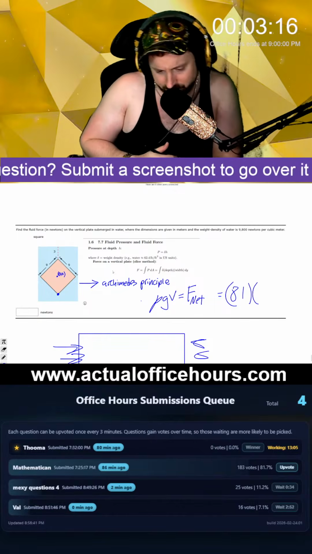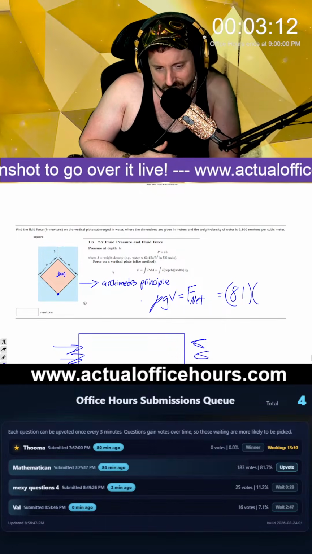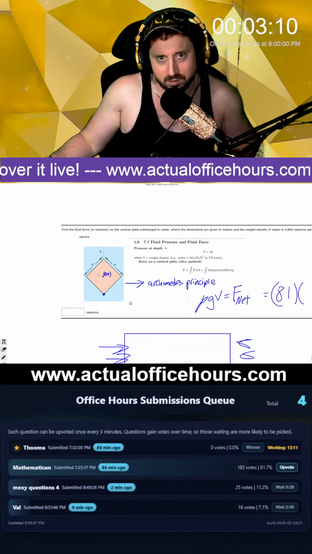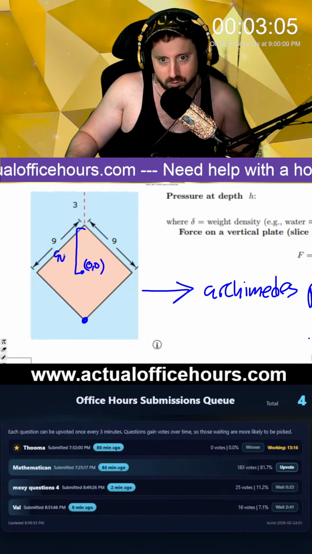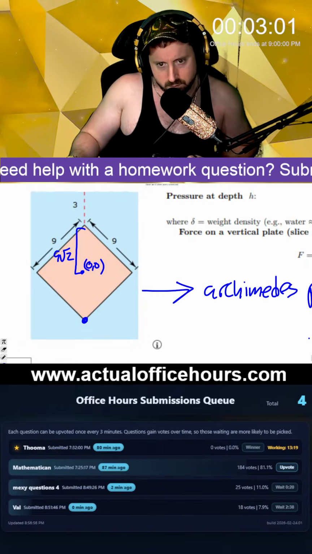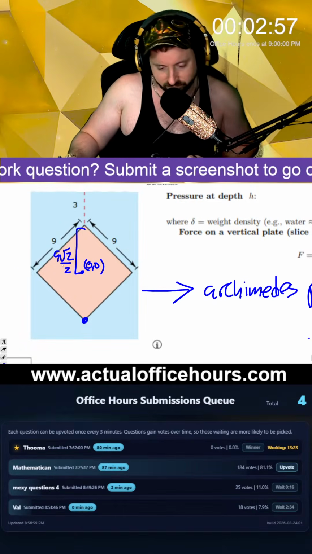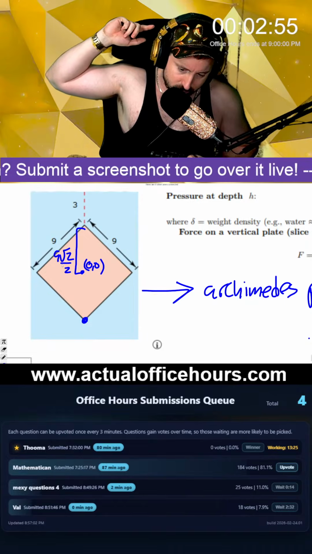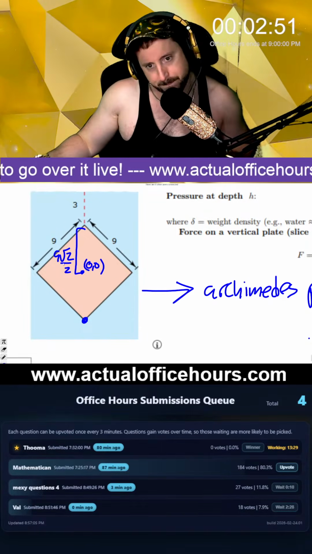Just like Pythagorean's theorem. If you took like half the... No, I know what you're saying. You're saying that this depth here is 9 root 2 over 2? Is it 9 root 2 over 2? Yeah. Yes. Okay.